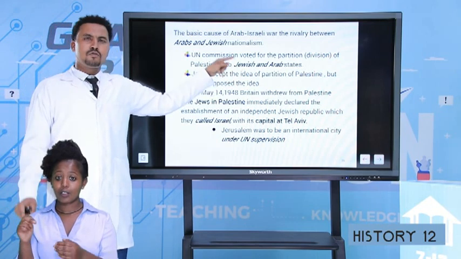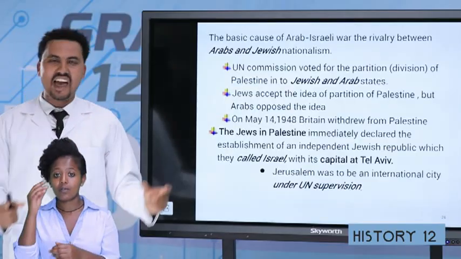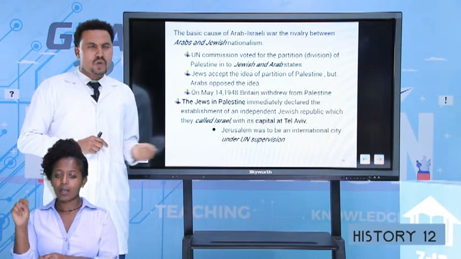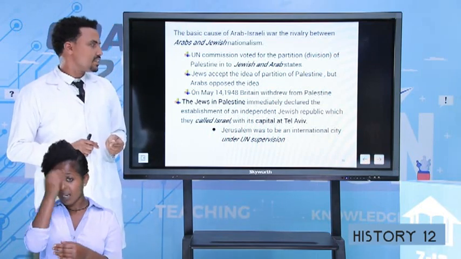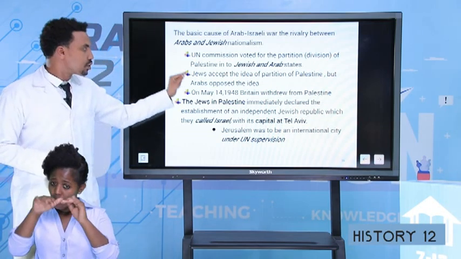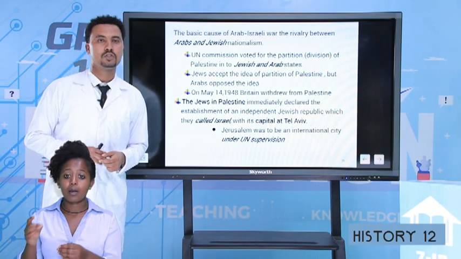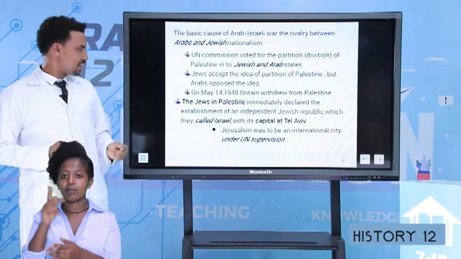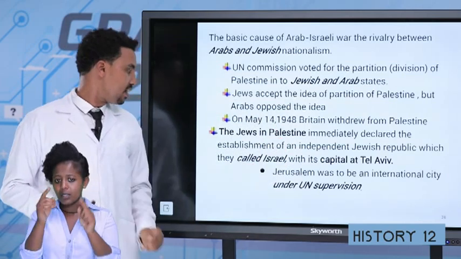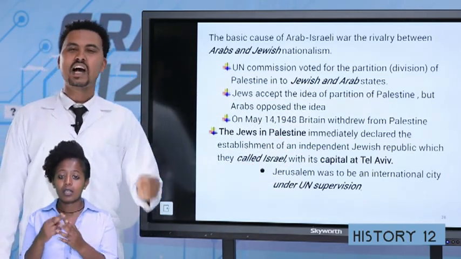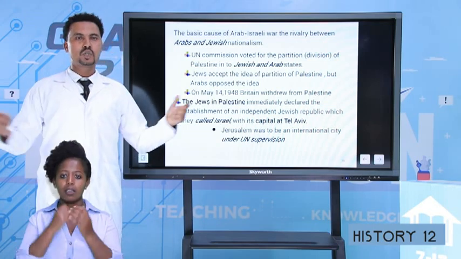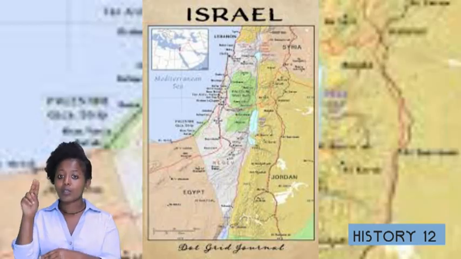The UN Commission voted in 1947 for an Arab state and a Jewish state. The Jews accepted the solution of the UN. On the other side, the Arab nationalists rejected and opposed the idea. On May 14, 1948, Britain withdrew from Palestine. At the same time, the Jews in Palestine immediately declared the establishment of an independent Jewish republic they called Israel, with the capital city of Tel Aviv. Tel Aviv became the capital of Israel, with Jerusalem under UN supervision.